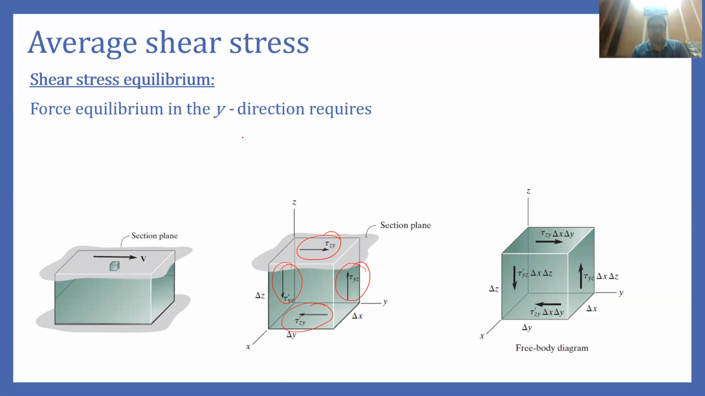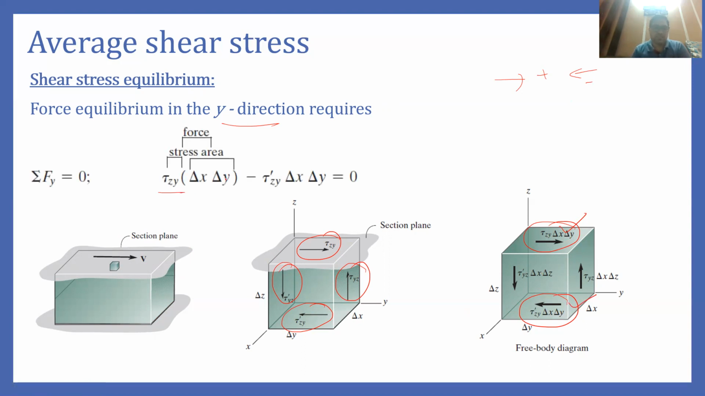So first we apply the equilibrium equation along the y direction. Along the y direction, we have two forces, this one and this one. If we use the sign convention of left to right as positive and right to left as negative, this force will be positive and this force will be negative. Stress multiplied by area becomes the force. You can see this one is positive and this one is negative. Ultimately, solving this equation, we find that tau zy is equal to tau dash zy.